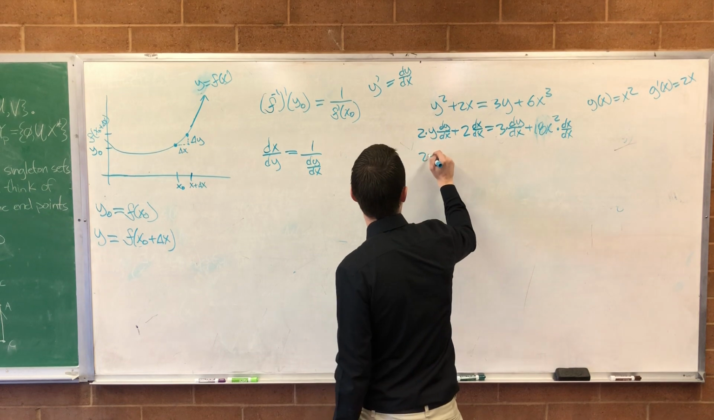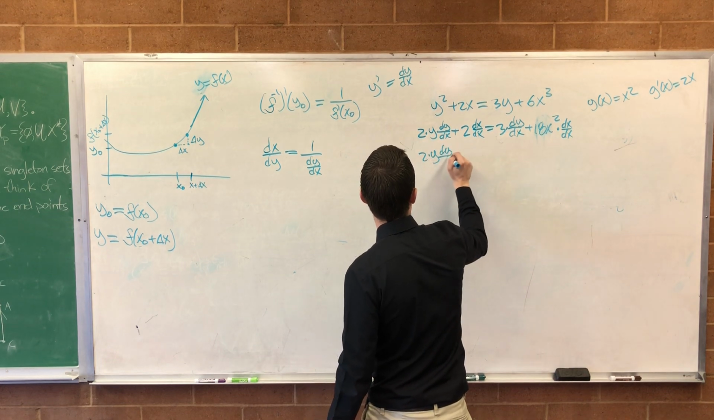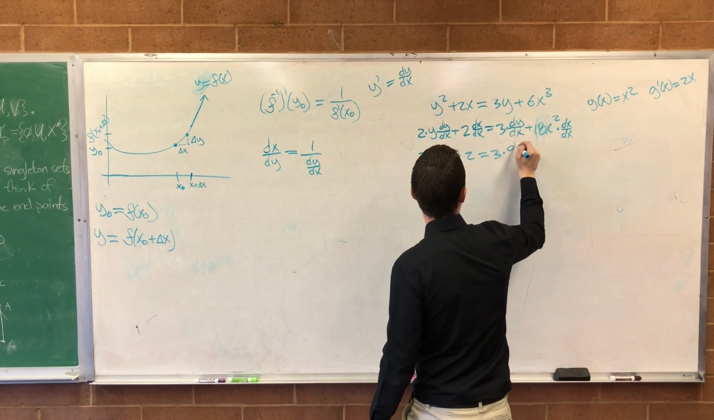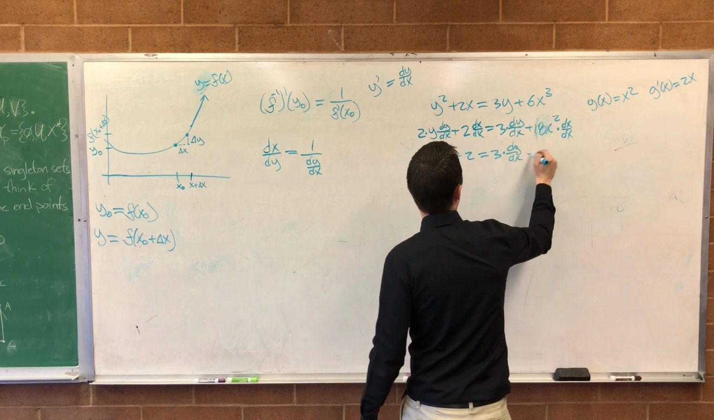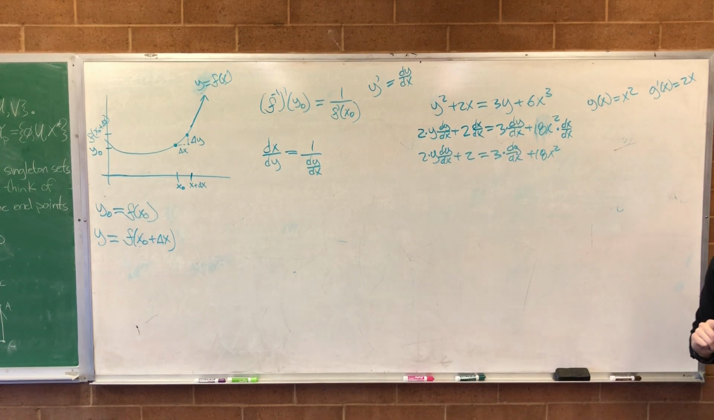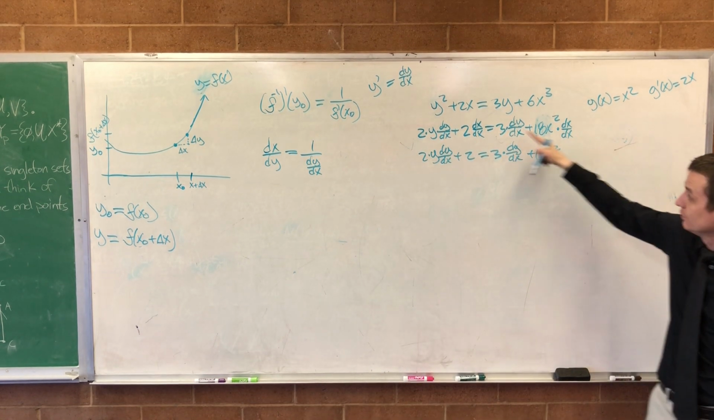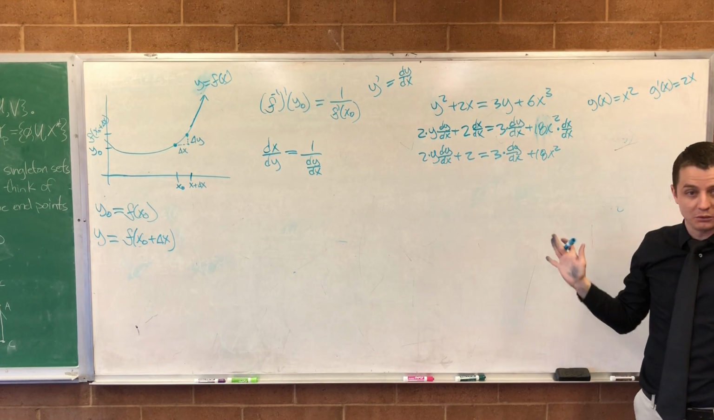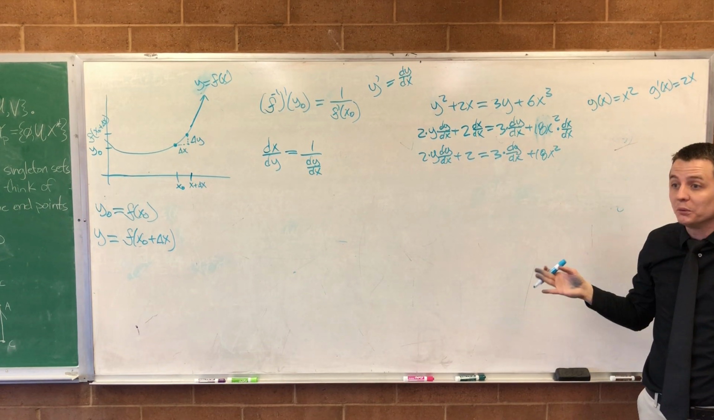So that's the same thing as 2y dy/dx, which is what we had before, plus 2 is equal to 3 times dy/dx plus 18x squared. Because the dx/dx is just 1. dy/dx, that's not necessarily 1, but dx/dx is always just 1.